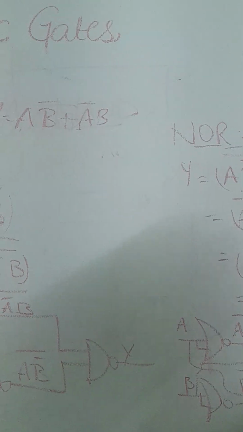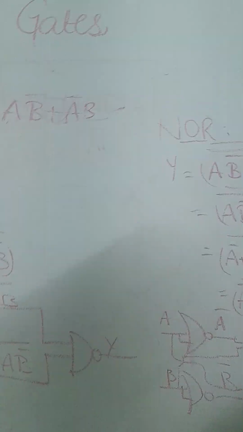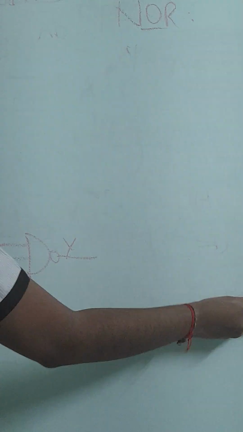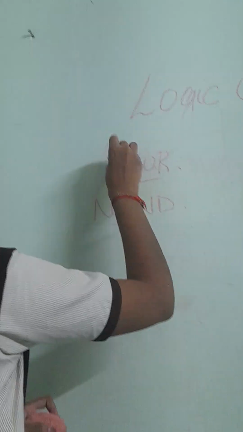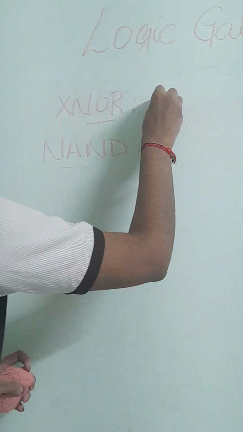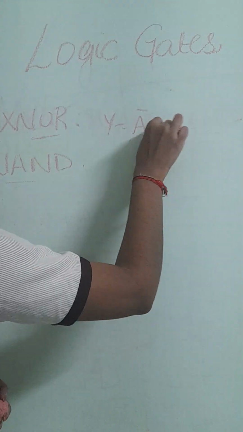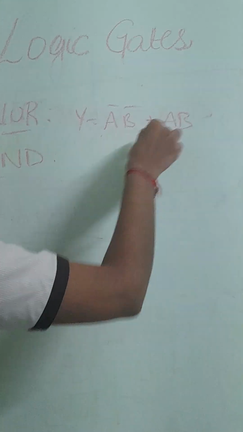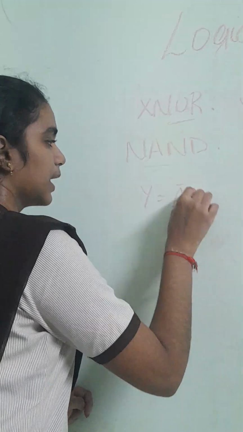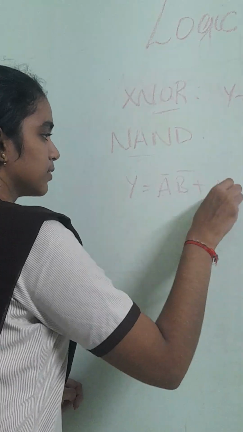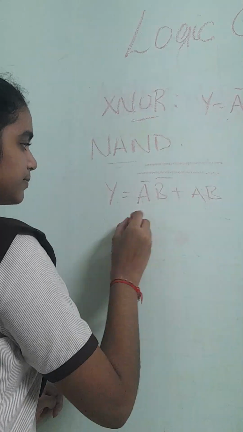Now let's see the conversion of XNOR gate to NAND gate and NOR gate. So the Boolean equation for XNOR gate is Y is equal to A bar B bar plus AB. Now I am going to take double bar. So Y is equal to A bar B bar plus AB double bar.